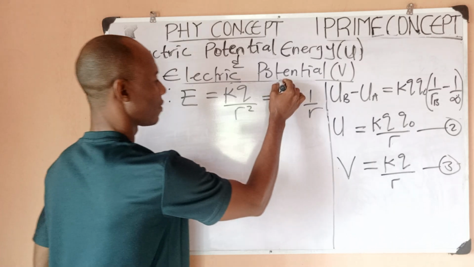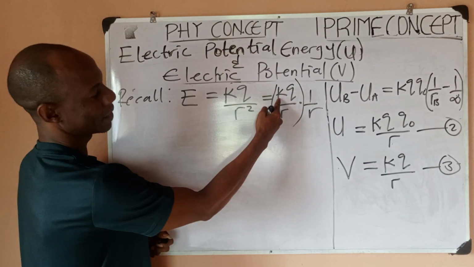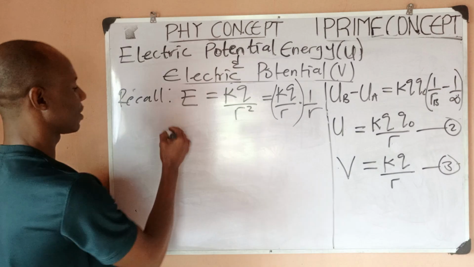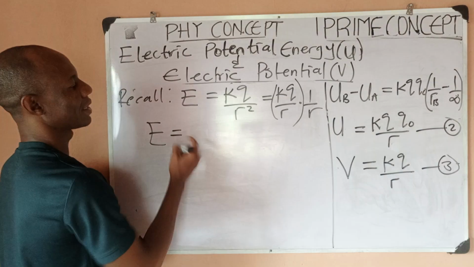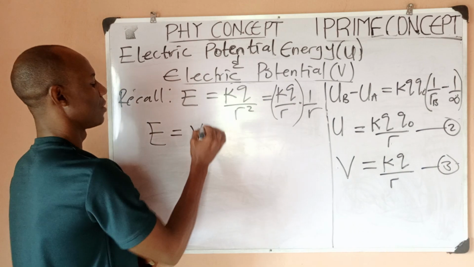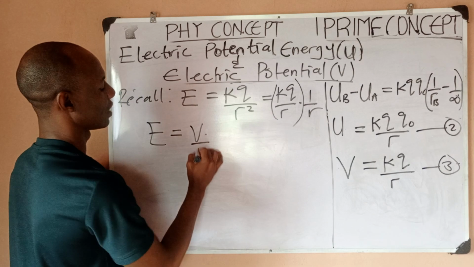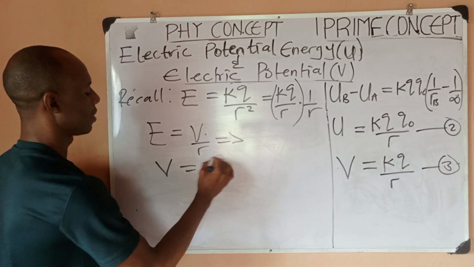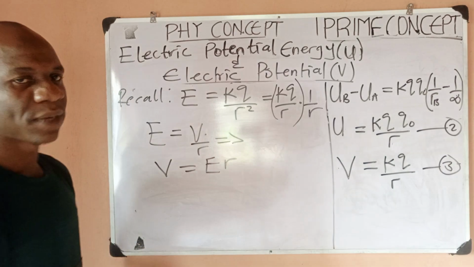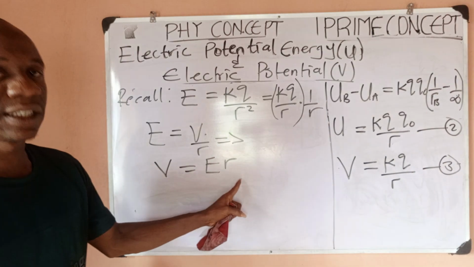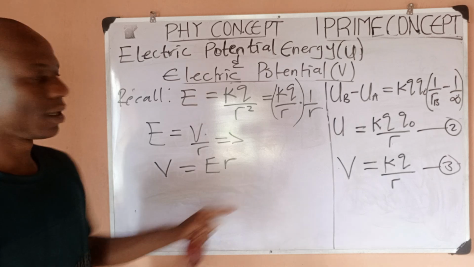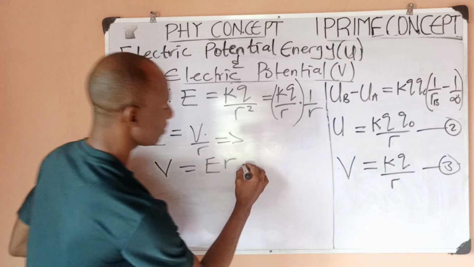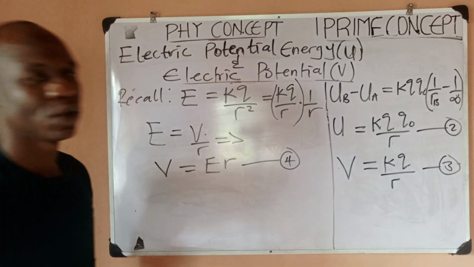Now, if you watch very carefully, you would observe that KQ divided by R is the same as what? V. Thank you. So what can I do? I can simply say that E is equal to V divided by R. So that you can finally say that V is equal to ER. Some persons may say V equals ED or V equals EL. What is our E here? Electric field intensity. So this is our bonus equation 4.